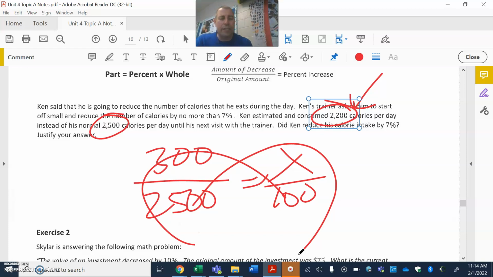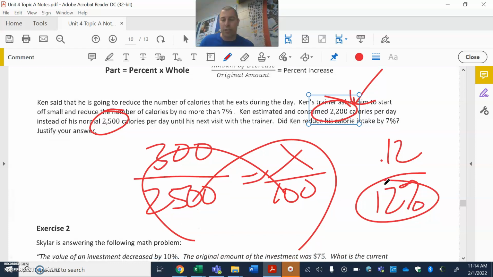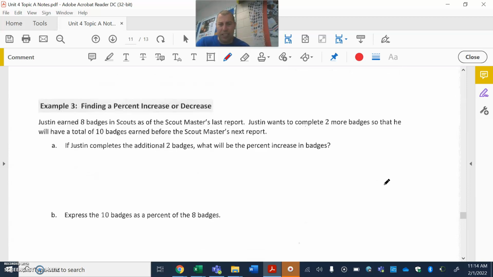If you do the cross products, you'll end up with 12% for an answer. If you do the fraction method, you'll get 1200ths, but then you'll need to change it to 12%. So if you don't like changing those, then set it equal to x over 100, because percent is always out of 100 we're looking at. Let's see if there's anything else that we're really interested in here.